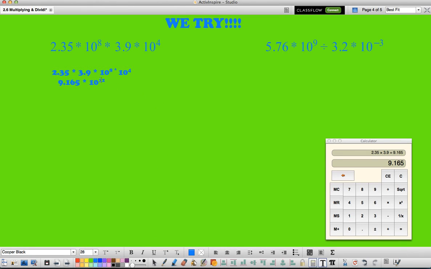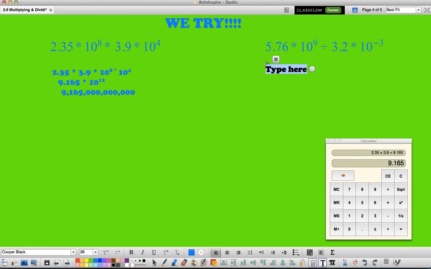And now I can convert my answer back to standard form. So I move my decimal 12 places to the right. So we get 9165. So that's 3, 4, 5, 6, 7, 8, 9, 10, 11, 12. And I go back and I put in my commas. So I get 9,165,000,000,000 as my answer.